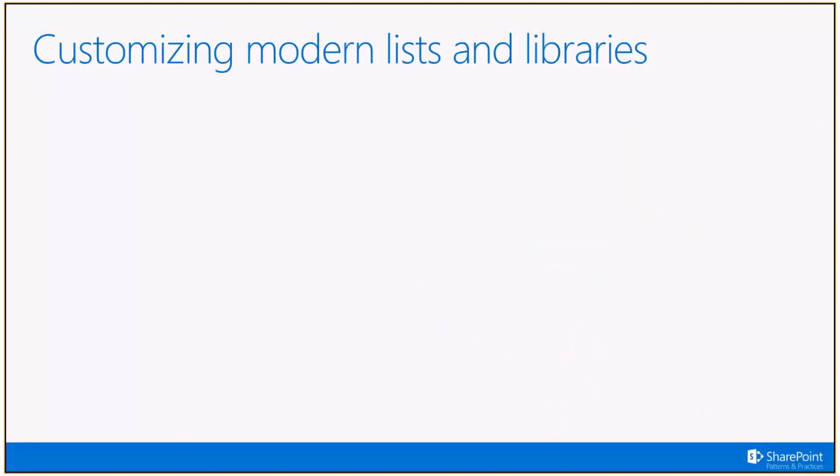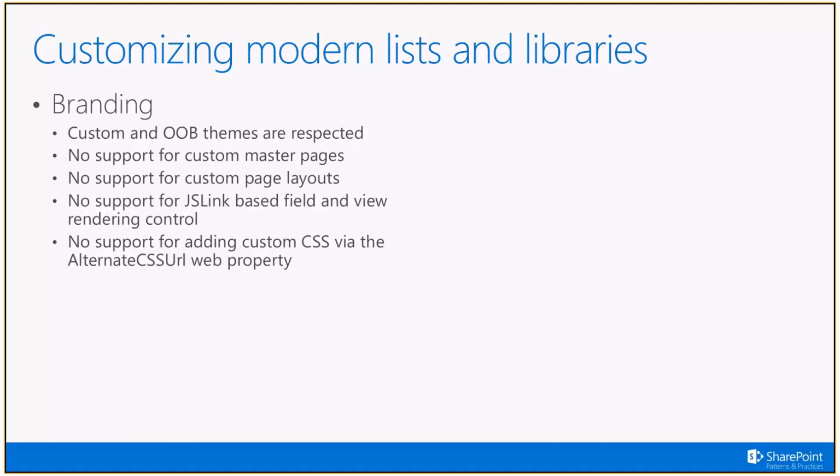What about customizing modern lists and libraries? So SharePoint modern experiences also apply to our favorite document libraries and SharePoint lists. There are a lot of things which are possible, but also things which are not possible. So what's the status, for example, around branding? For branding, good to know is that modern lists and libraries really do support your custom themes, or if you use out-of-the-box themes, that's also fine. The themes will nicely blend into the UI, and you will see your colors and your logo being respected.